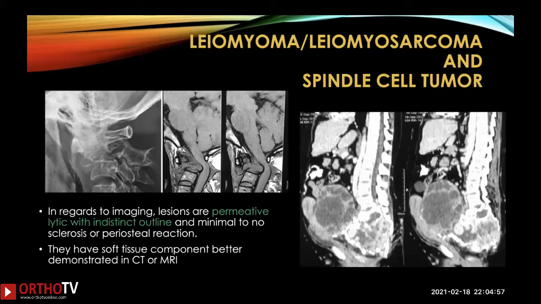Leiomyoma or leiomyosarcoma and the spindle cell tumor have to be kept in mind. These are permeative lesions with an indistinct outline, and they are better demonstrated in CT than MRI.